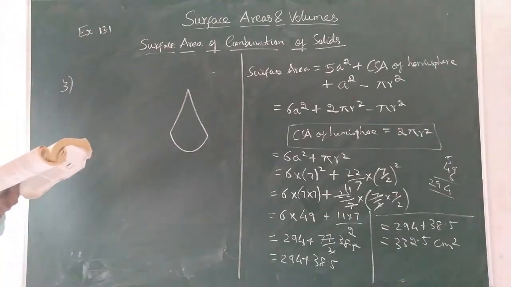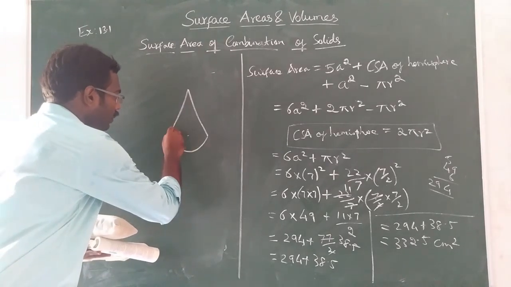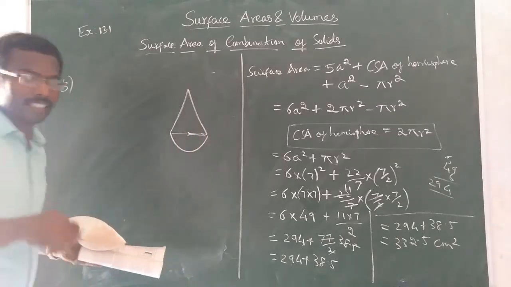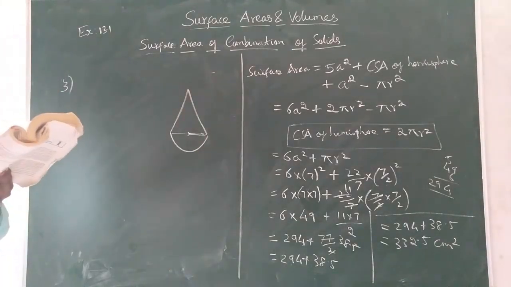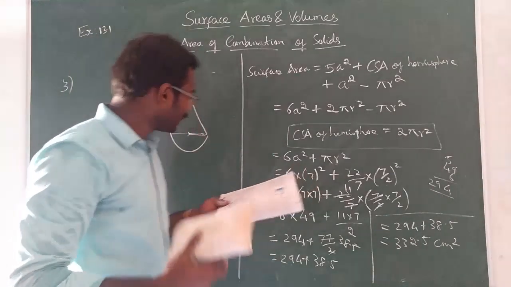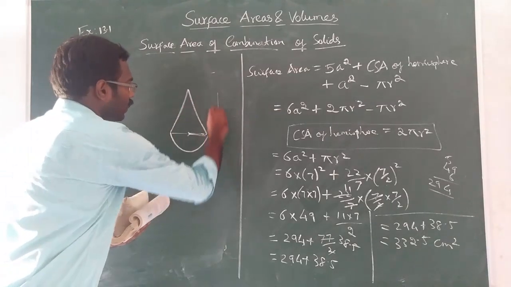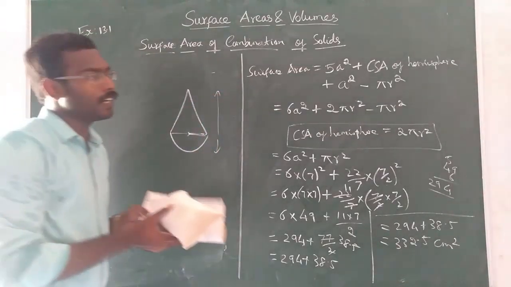Understood or not? Okay, now the cone radius is given. This is the radius. The cone radius and hemisphere radius will be the same here. Then the total height is also given. Total height means this total height. This sum is almost similar to the second sum, so you can do that.